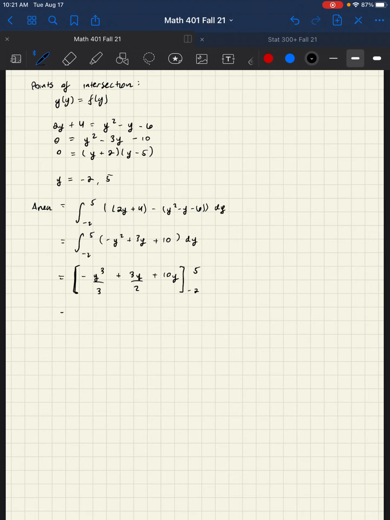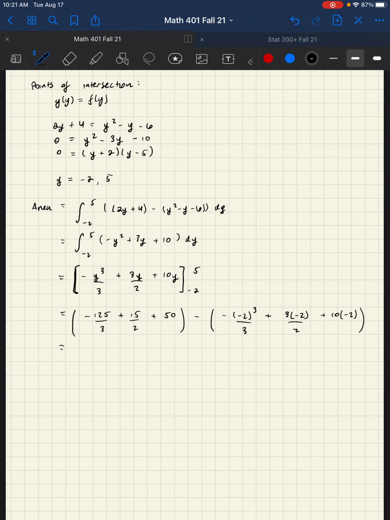And now we plug in, simplify this. You can skip ahead or do this on your own if you'd like to. This is for the sake of completeness. I'm going to finish out this problem. So minus 125 over 3 plus 15 over 2 plus 50 minus negative 2 cubed over 3 plus 3 times negative 2 over 2 plus 10 times negative 2.